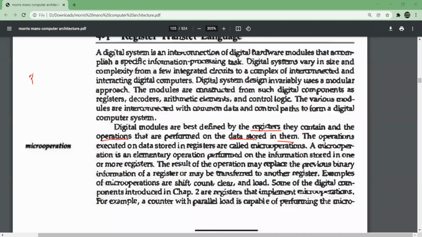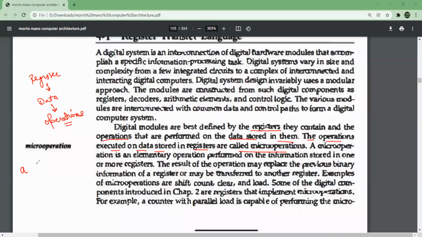यहाँ पर बात हो रही है रजिस्टर्स की, रजिस्टर्स में पड़े डेटा की और उनके ऊपर परफॉर्म किए जाने वाले ऑपरेशंस की. So we are talking about these three things, right? So what is the definition of the micro operations? Very simple. The operations executed on the data stored in registers is called micro operation.